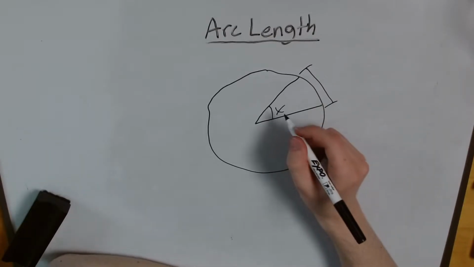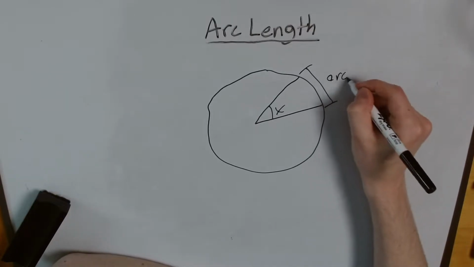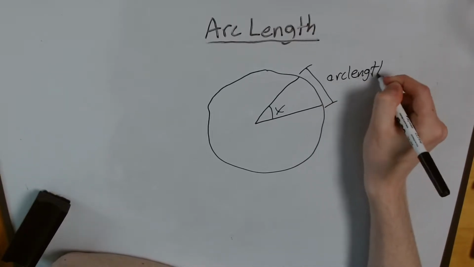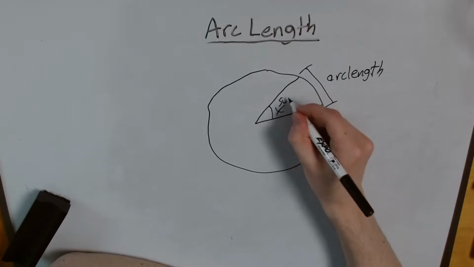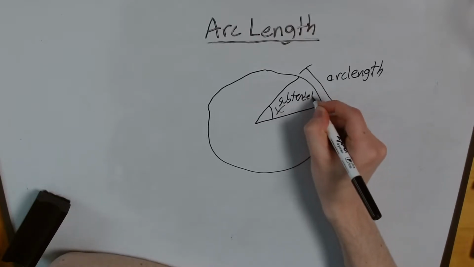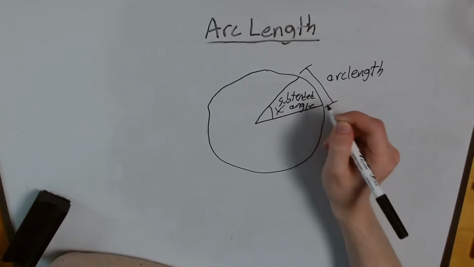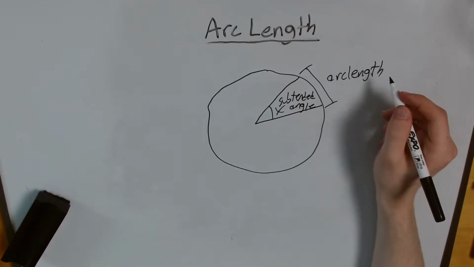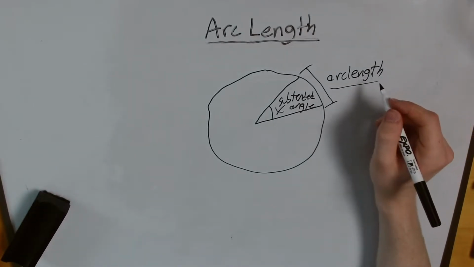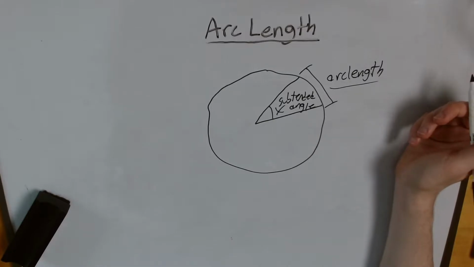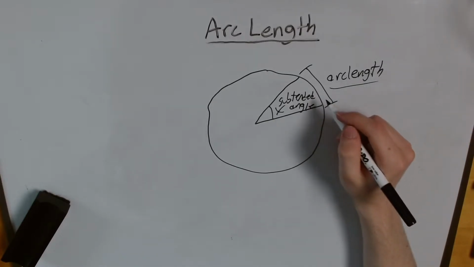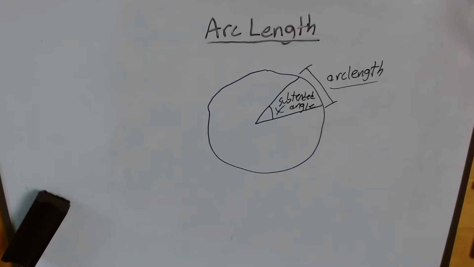Now, the technical term for this is an arc length, an arc angle, or subtended angle. Now, say, and this is a very common problem, we were asked to find the arc length. What would we do? This length right here is part of a circle, but it doesn't make a circle on its own. How can we find this? How can we solve this?